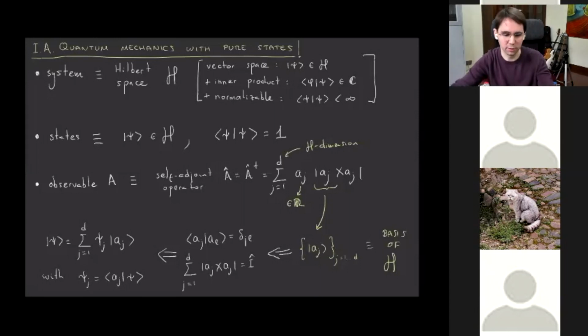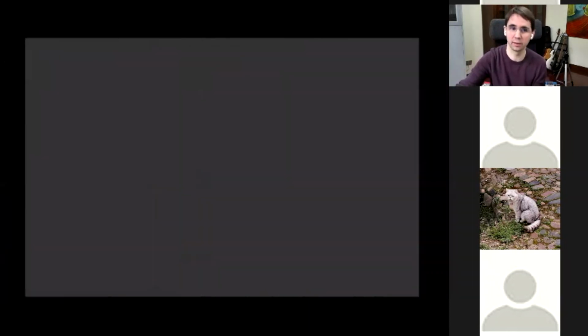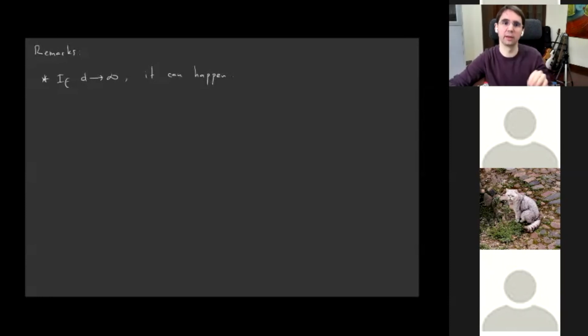Okay, so I hope this is clear, but I already have to make a few remarks about this. The first remark is about what happens when we go to infinite dimension. In particular, when the dimension goes to infinity, it can happen that there are self-adjoint operators in this infinite dimensional Hilbert space that have eigenvectors which are not normalizable, which means that they don't live in the Hilbert space.